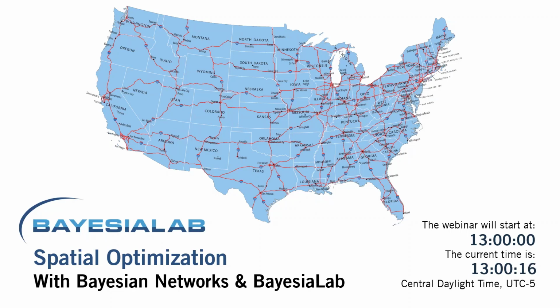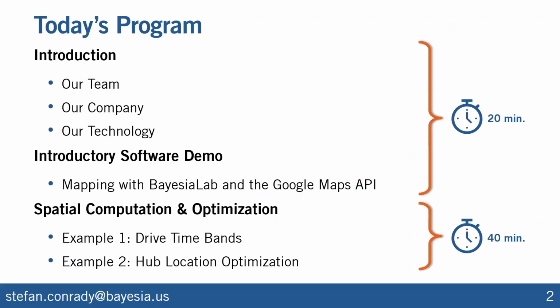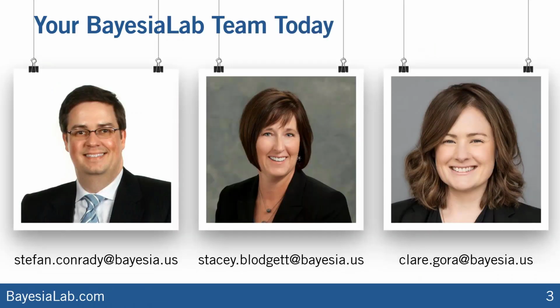Let me start off by sharing with you today's program overview. Momentarily, I will introduce our webinar team. Then I'll do a quick introductory demo of BayesiaLab's mapping capabilities. After that, we'll get into the really interesting part and show you how to use Bayesian networks in perhaps unexpected ways. In particular, example 1 will be about computing drive time bands, and then example 2 will be about hub location optimization. But let me start by introducing today's webinar team.